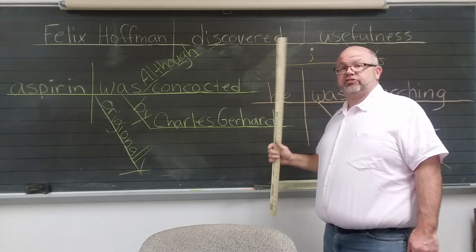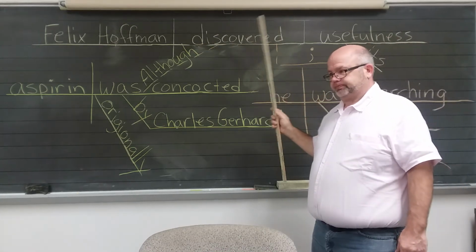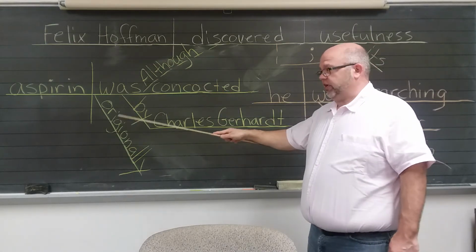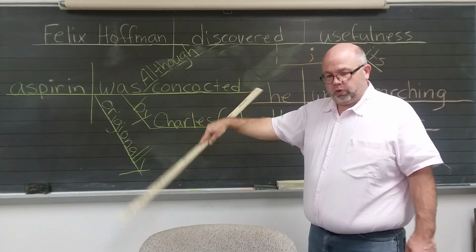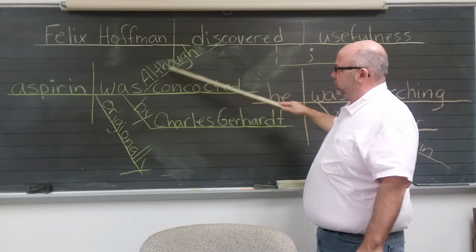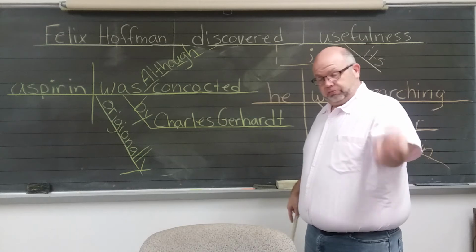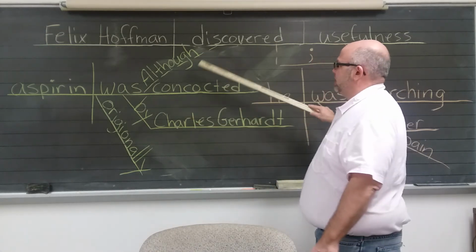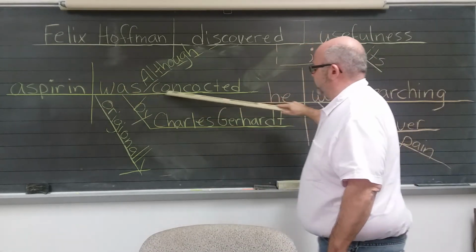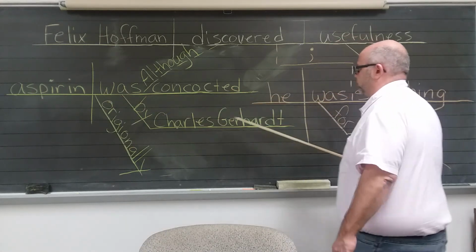If it is an adjective clause, the relative pronoun in an adjective clause gets connected with a dotted line from the noun that it modifies, the noun that comes right before the adjective clause. Nothing goes on the dotted line then, if it has a relative pronoun. And often the relative pronoun is the subject of the dependent clause. In this case, we have the subordinating conjunction although, aspirin was concocted originally, adverb, by Charles Gerhardt.